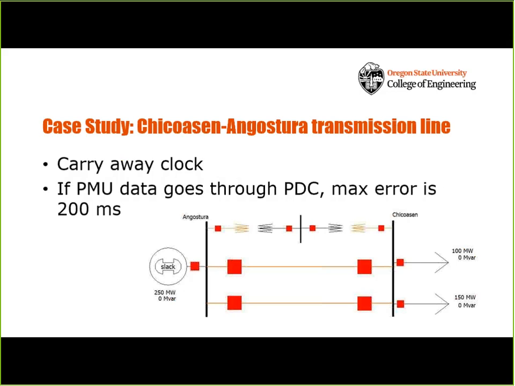GPS spoofing relies on carrying away the 1 pulse per second synchronism from the GPS satellites. As an example, we found this case in Mexico, which has a hydroelectric generator in Angostura, which feeds two 400 kV lines and a 115 kV line to Chicoasen, and that feeds loads. The setup is that it was discovered that when a fault happens on a 400 kV line, there's a 7-degree phase shift from end to end.